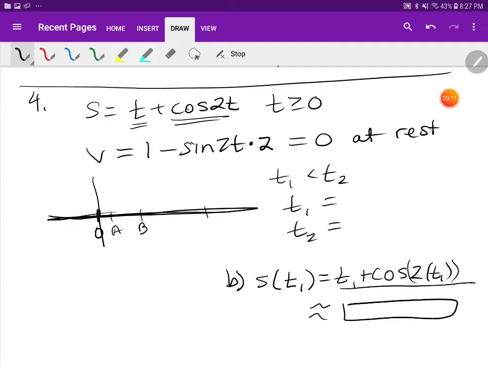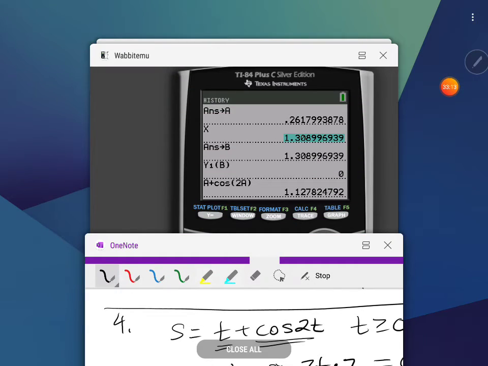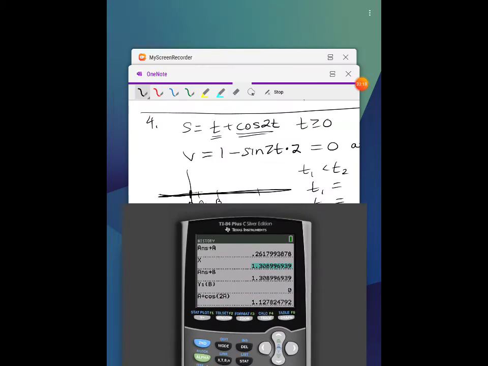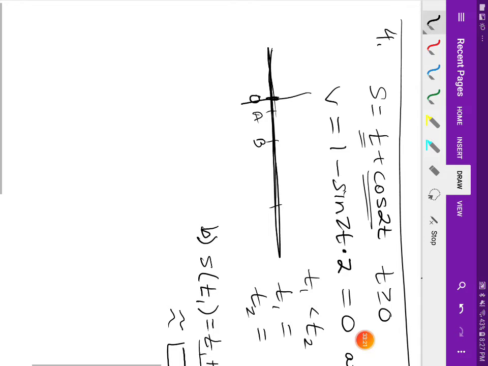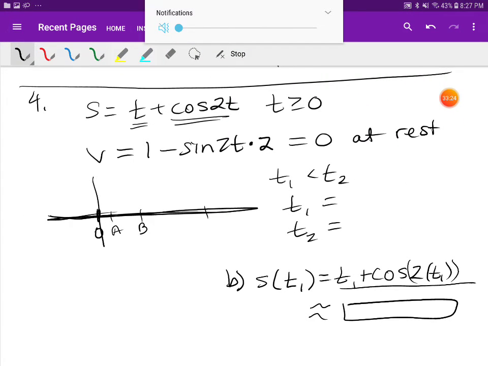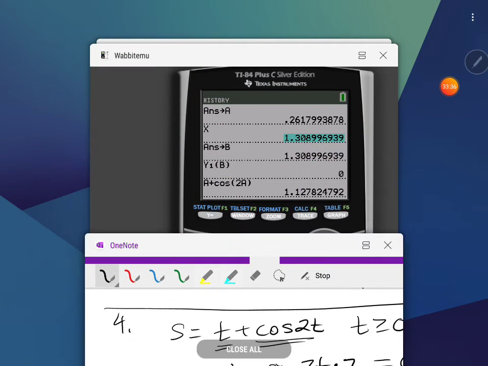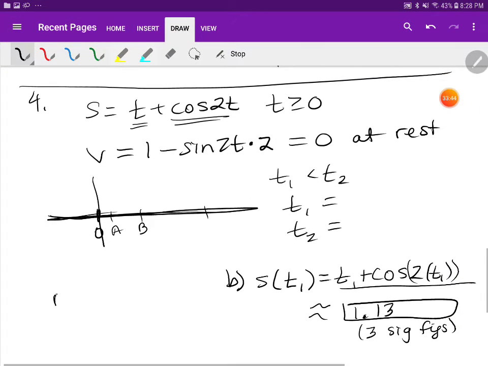So let's see if I can go back and take a look at that. Okay, so that's 1.13. Right. Sorry, my video is going all crazy here. So this is 1.13. Remember, you want 3 sig figs for IB. Okay, AP is 3 decimal places, but this is 3 sig figs. Okay, let me go back to the other one. 1.31. Okay, so B is 1.31.